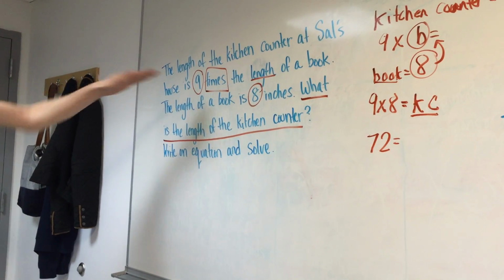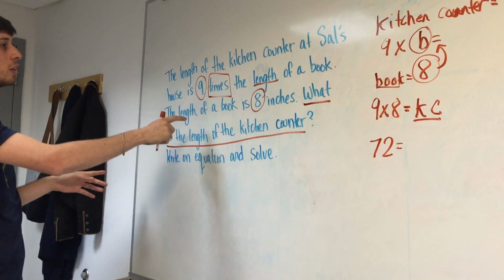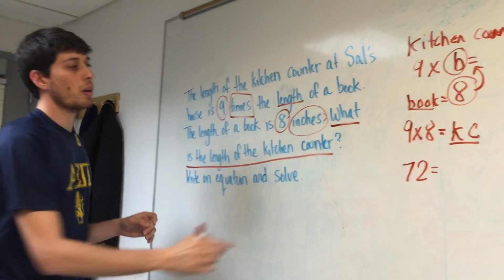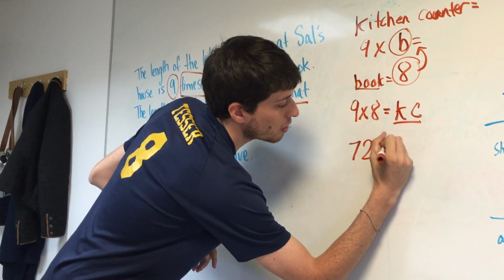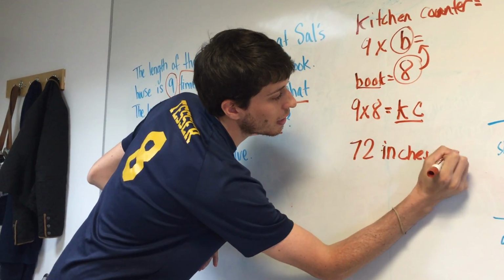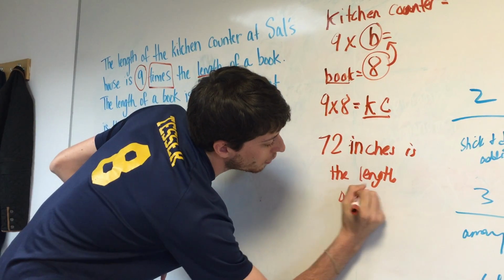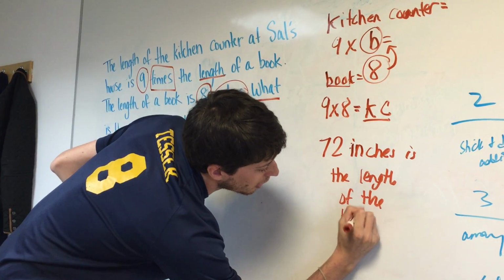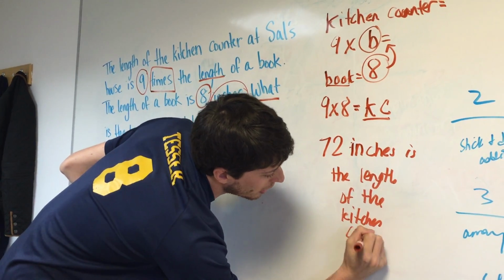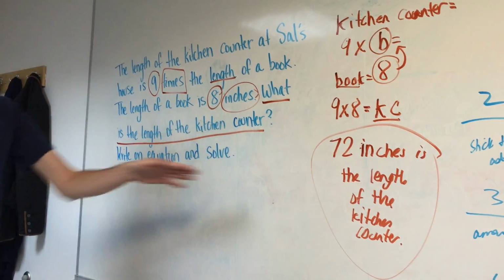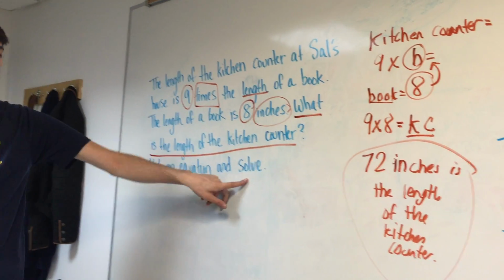I always need to go back and think about my units. Oh, we're dealing with inches. I'm going to circle inches because I know that that's my unit. So I can write 72 inches is the length of the kitchen counter. I always write it in a complete sentence, and that's how I write my equation and I solve.